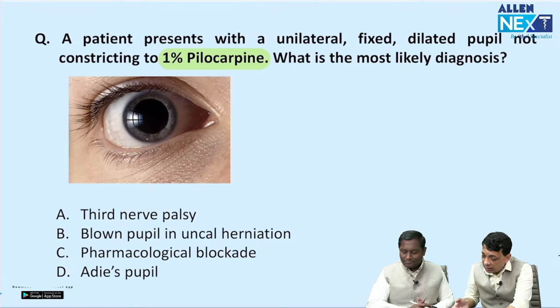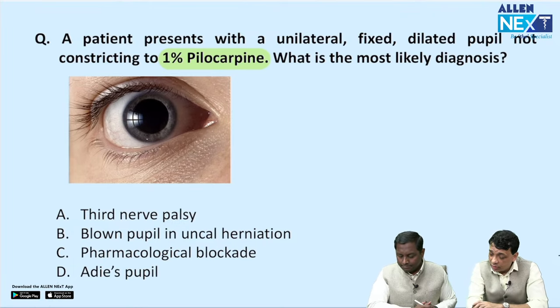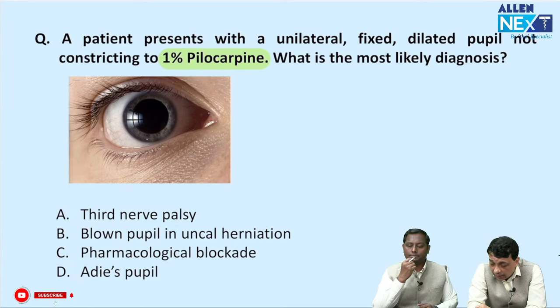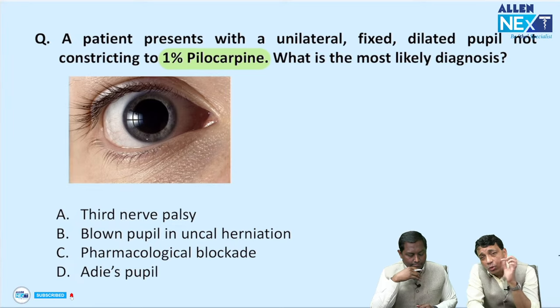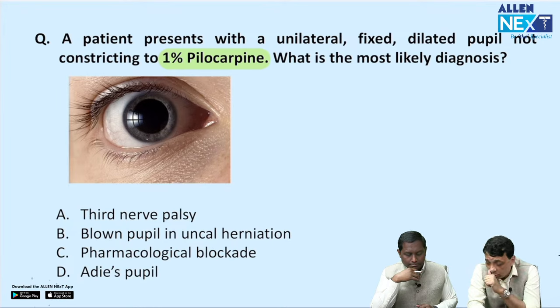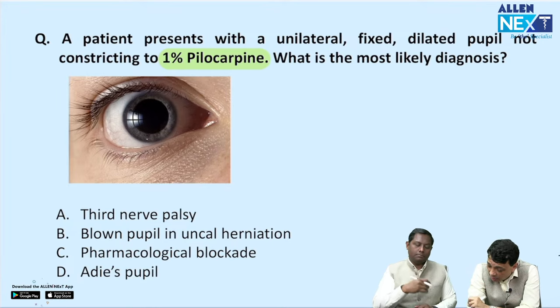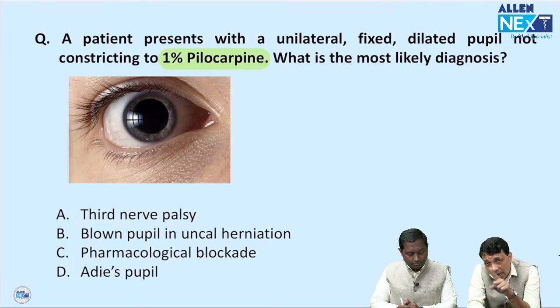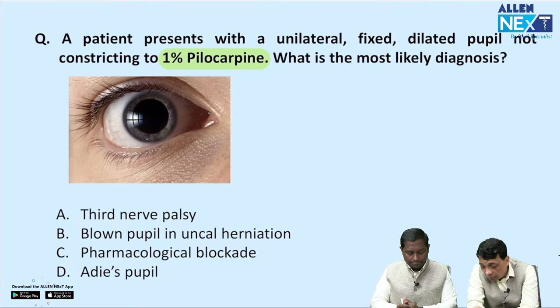Now, this is a very interesting question and one AIIMS question asked about 3-4 years back, I think. And this is actually a scenario which we get sometimes. It's a real clinical scenario. So, there is this patient who's got a unilateral fixed dilated pupil which does not constrict to 1% pilocarpine. What is the most likely diagnosis? First thing here, please remember that we have to see what are the choices given. All the choices have the same presentation, a dilated pupil. Third nerve palsy will do that. Blown pupil and uncal herniation will do that. Pharmacological blockade will do it, and Adie's pupil, all of them will do that. Now, how do I do this?